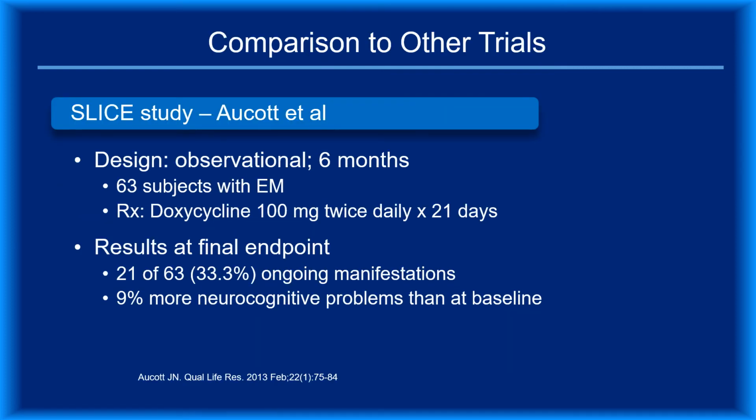Although the results from this analysis clearly differ from the original reports, they align nicely with the findings from the observational SLICE study. That study treated 63 EM subjects with 21 days of doxycycline and found that a third remained symptomatic at the 6-month endpoint. And while it's widely held that symptoms decline over time, neurocognitive complaints in the SLICE study actually increased by 9%.